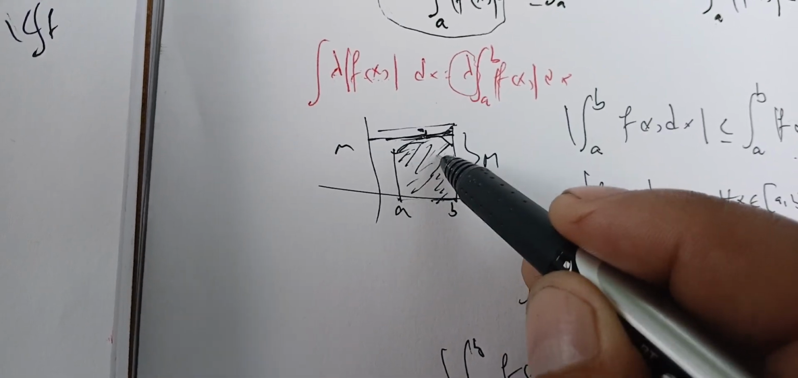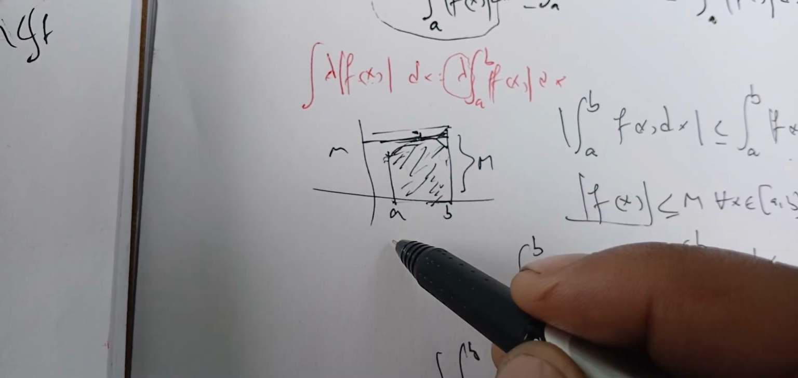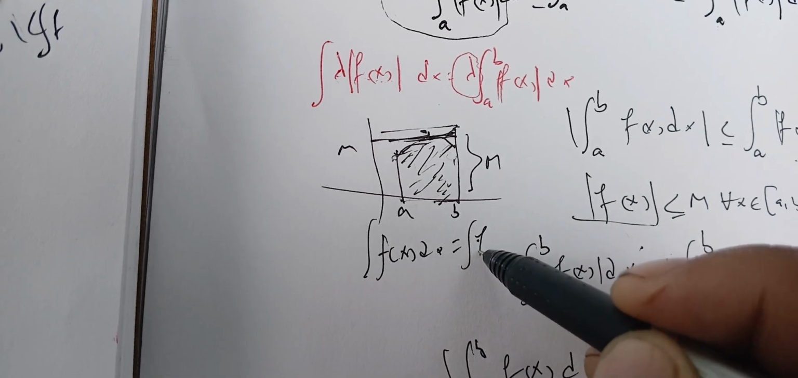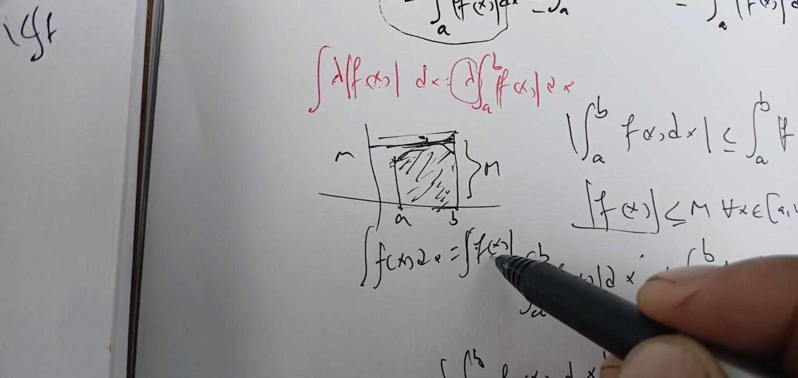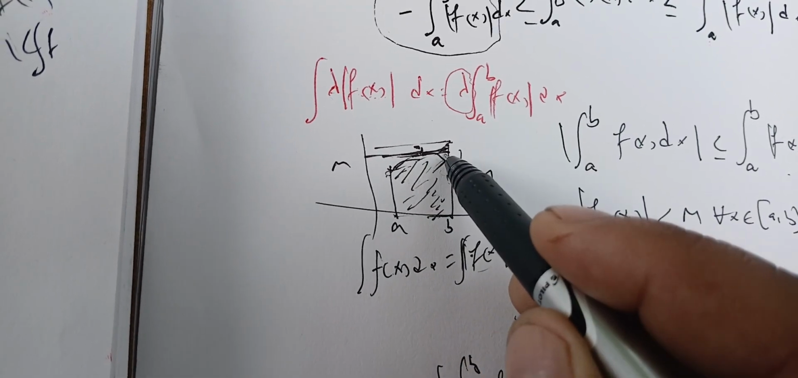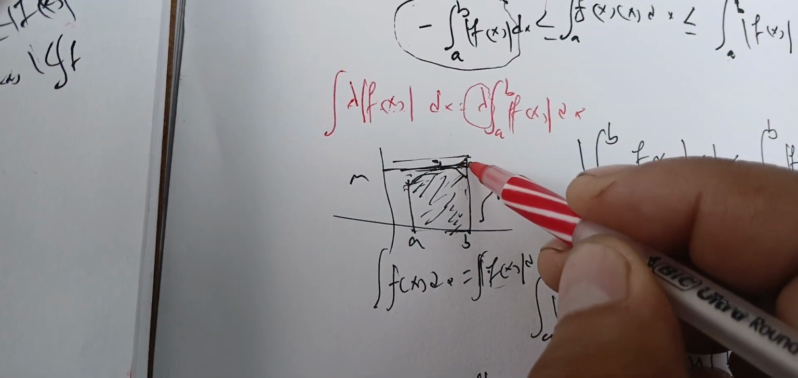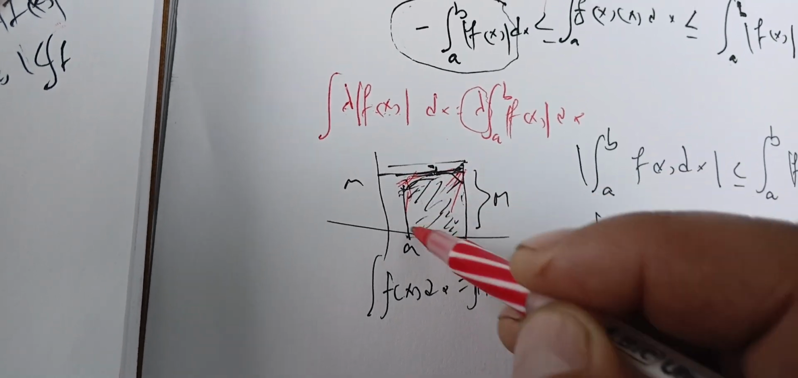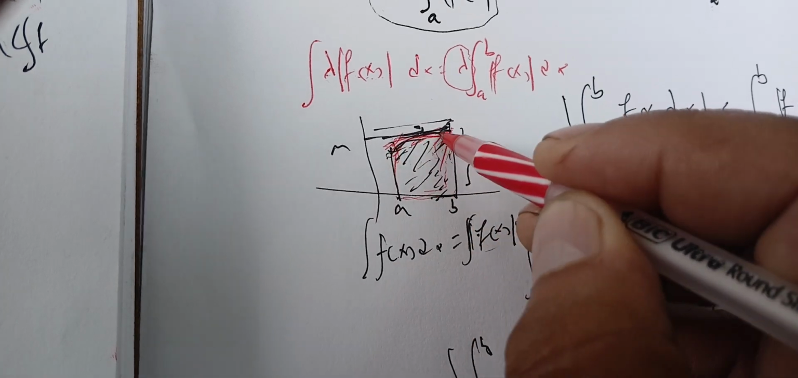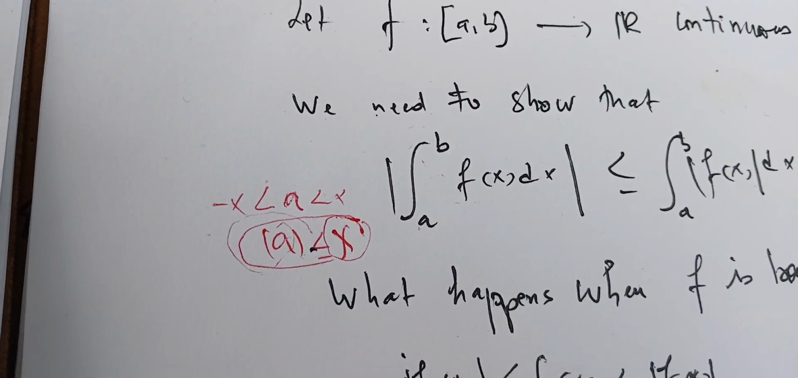So this is the area of f of x dx. And it's the same thing: the integral of f of x dx is the same as the integral of the absolute value of f of x dx, since f is positive. So it means that this area here in red is bigger than the area under the function, which is here. That's what it means exactly, and this proves our formula.